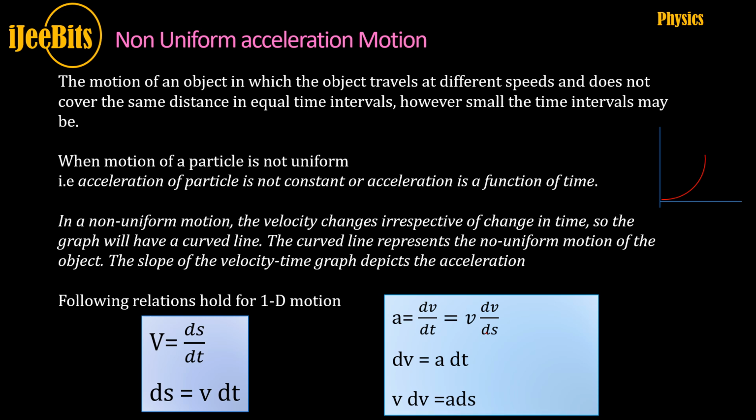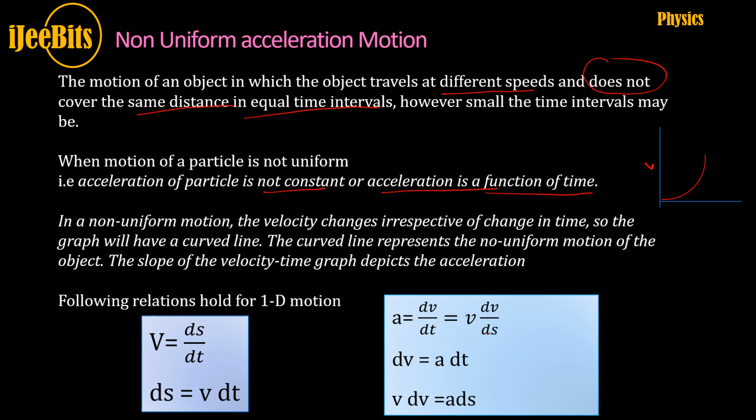Let's look at the motion of an object in which the object travels at a different speed. When I say different speed, what does it mean? It means it does not cover the same distance in equal time intervals. Right? That's the definition. So I'm reiterating, when the motion of a particle is not uniform, the acceleration of the particle is not constant. That just means it's a variable, right? The acceleration should be a variable. It is a function of time.